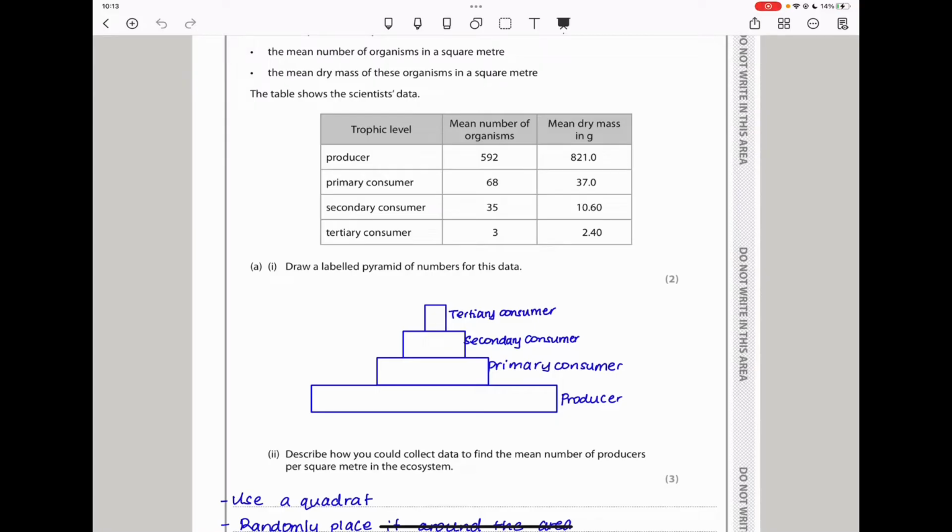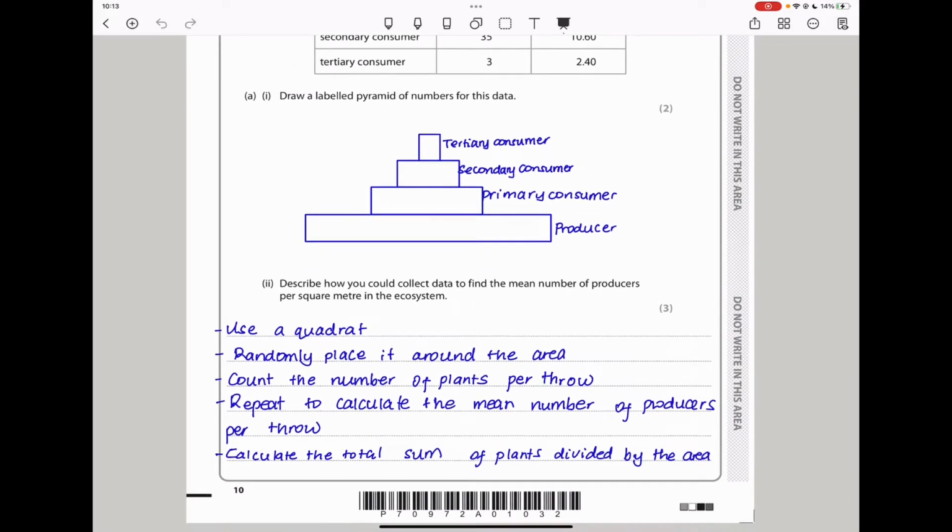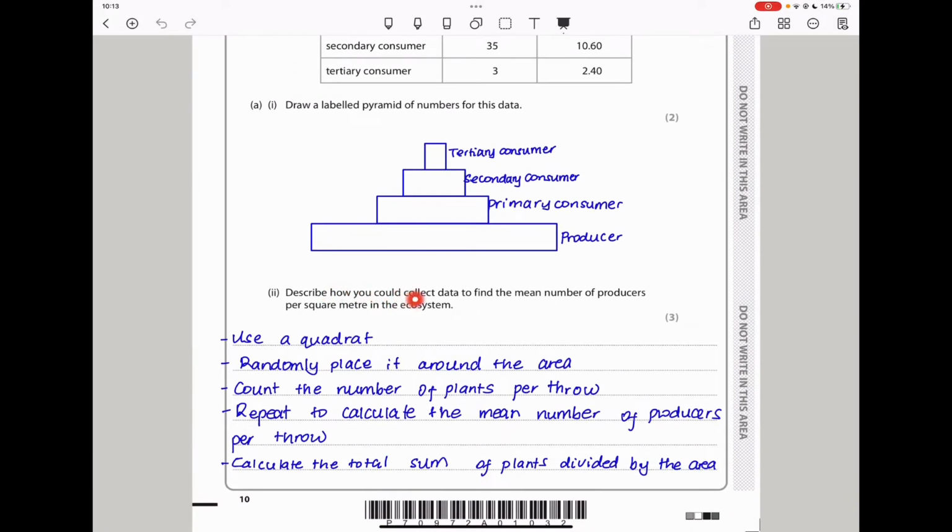We can see the producers are the most, so I put them at the bottom, and then the primary consumers, the secondary consumers, and finally the tertiary consumers. The next part says, describe how you could collect data to find the mean number of producers per square meter in the ecosystem. So we need to use a quadrat. When you use a quadrat, you have to place it randomly throughout the whole area. After, you have to count the number of plants per throw. So every time you throw, you count the number of plants in that quadrat. Then we have to repeat and find the mean number of producers per throw.